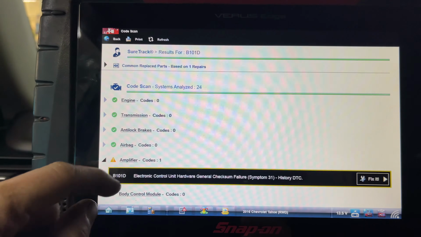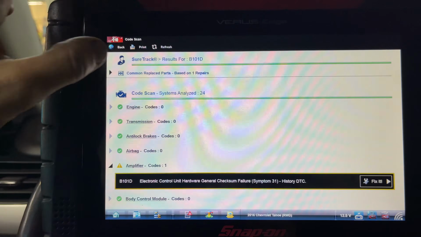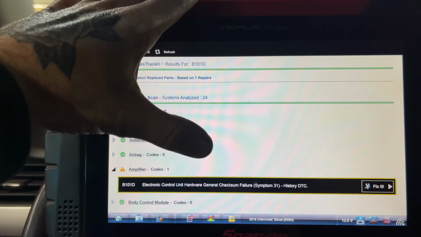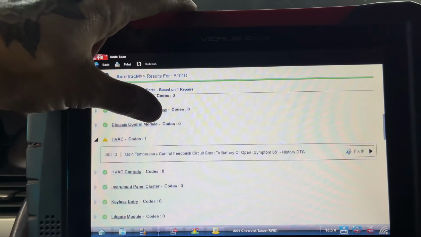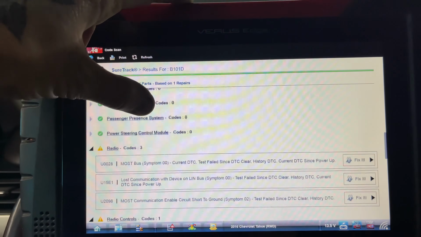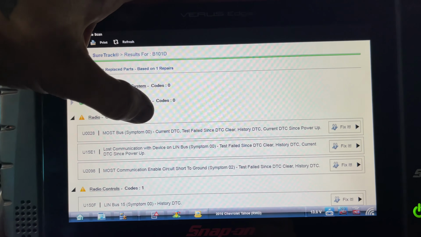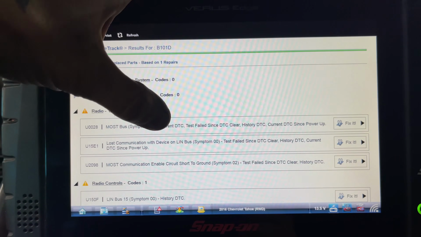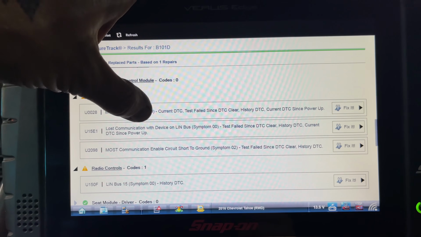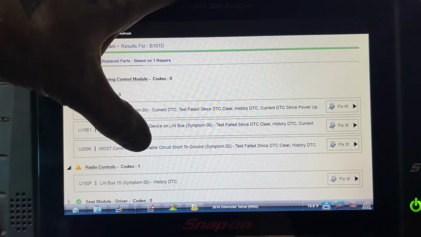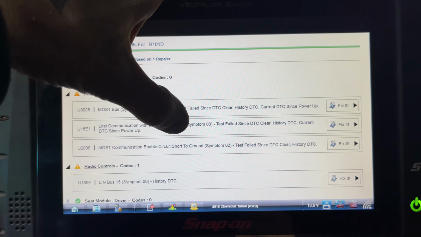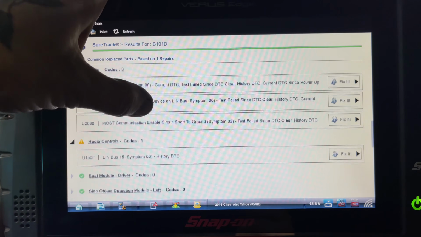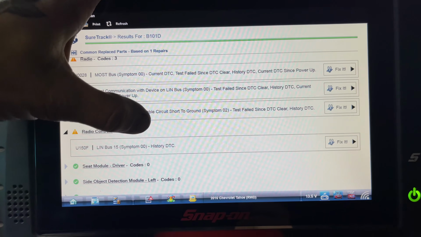Okay, getting our pre-scan done, we see the amplifier has a checksum failure. I see this a lot, and it rarely causes issues, but we'll keep that in mind. Here's what we're really looking at. This MOST bus U code is current. Then there's a lost communication with a LIN bus. Let's see. MOST enable circuit, short to ground. Currently it says it's history, but keep that one in mind as well. And then radio controls, LIN bus, history.